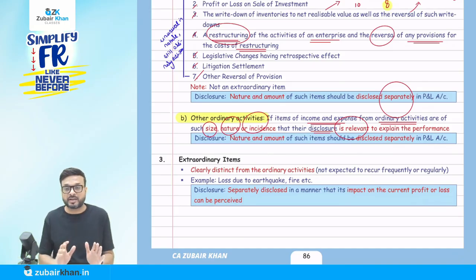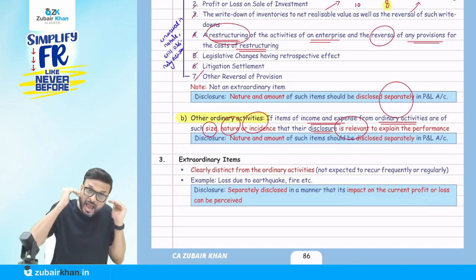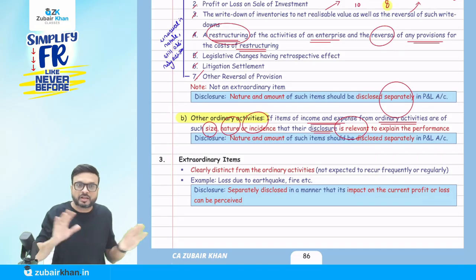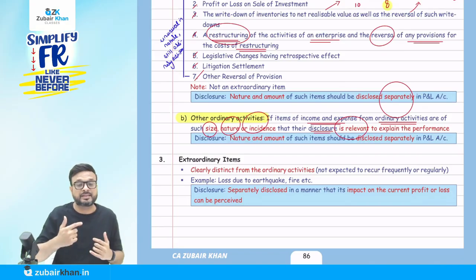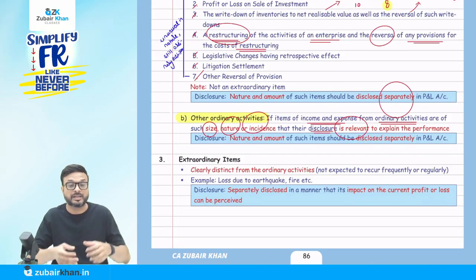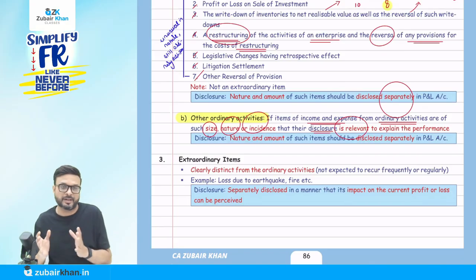So what it says: ordinary activities, 7 items, we have to present them separately. We cannot club those items in the P&L account with other items. And for other ordinary activity, if their size, nature or incidence is relevant to explain the performance, then also we have to disclose them separately.